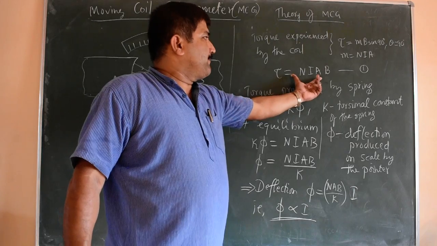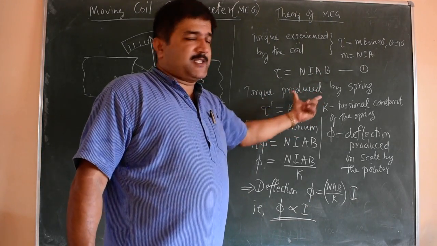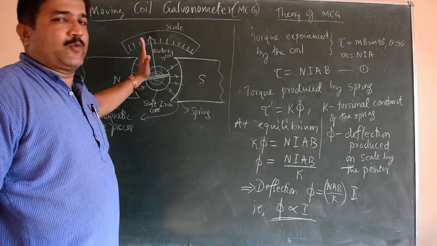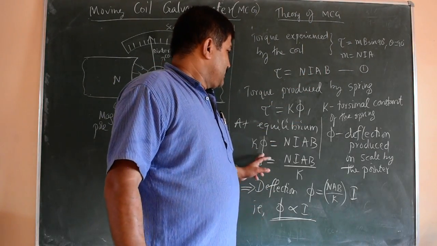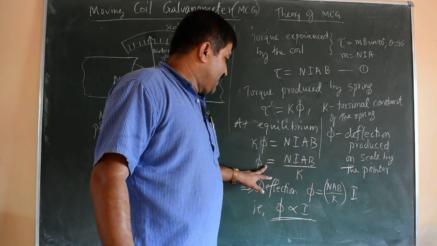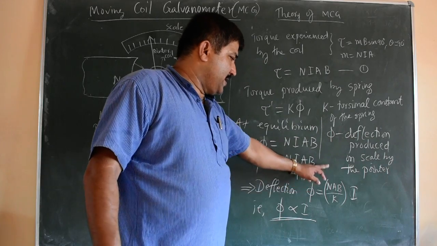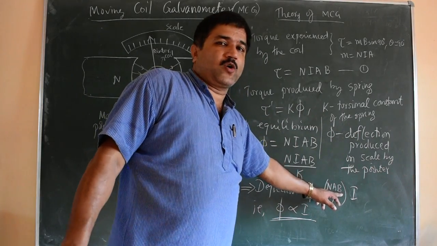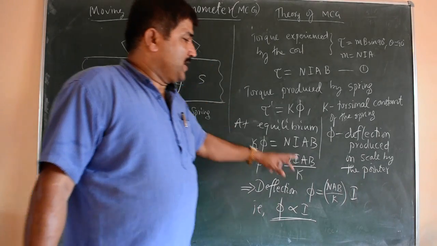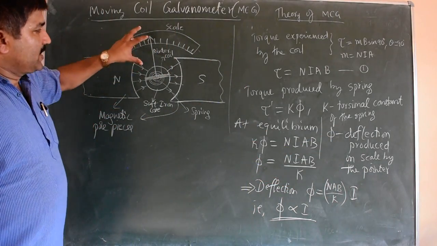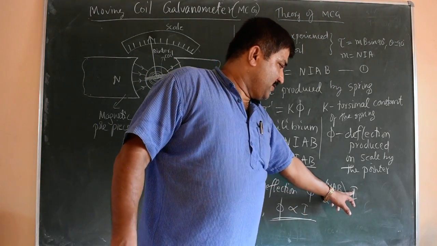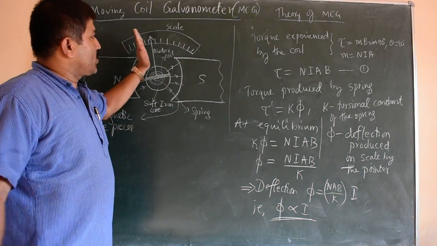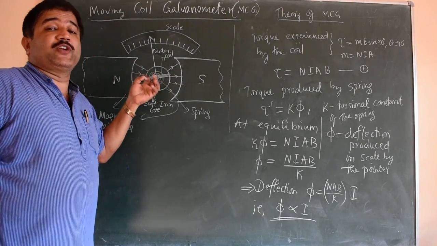So at equilibrium, the torque produced by the coil is equal to the torque produced by the spring. They both together act and make the pointer stationary or steady at one position. So the two torques are equal. So k phi equal to NIAB, so deflection phi equal to NABI by k. These are constant: number of turns, area of one loop of the coil, B magnetic field in this region, and k torsional constant of the spring are constant for a given arrangement. Hence, deflection phi is directly proportional to the current.